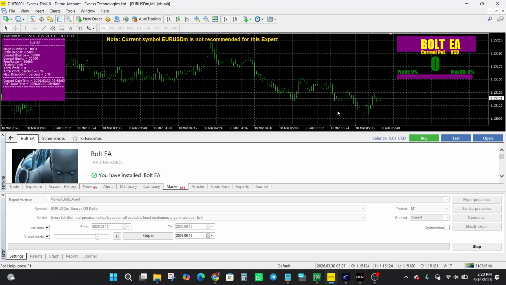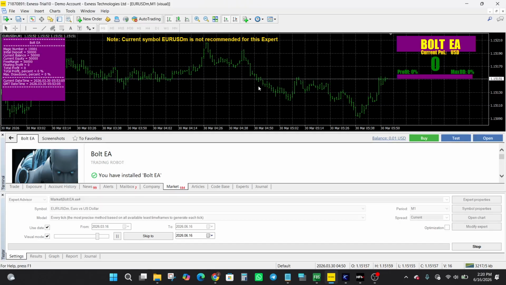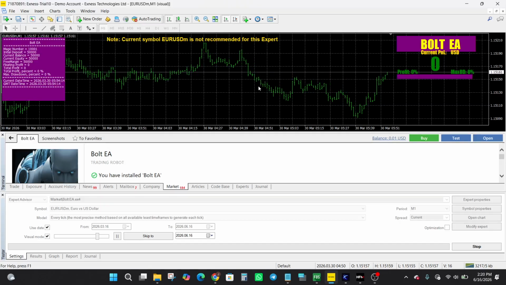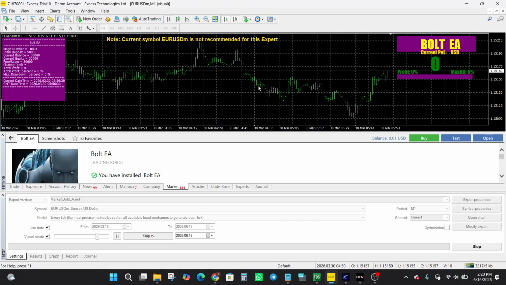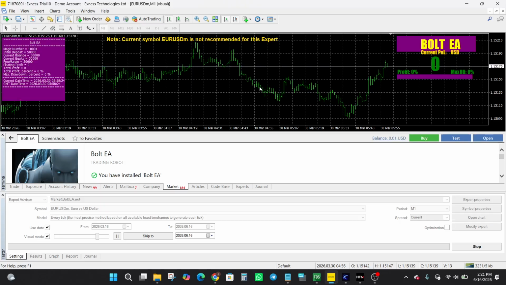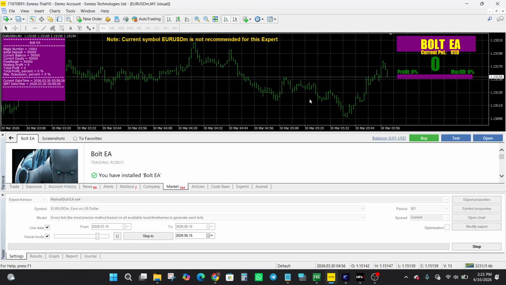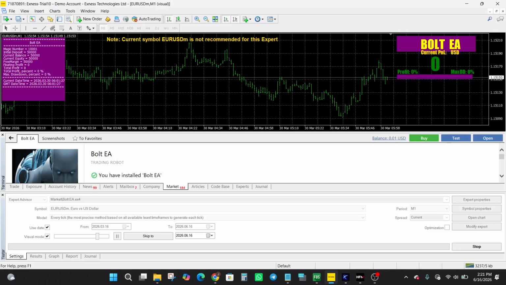Overall, Bolt EA presents itself as a momentum focused MT4 expert advisor that utilizes pending order execution and a range of configurable risk and timing controls. As always, I would recommend conducting your own testing and optimization before considering any live deployment so you can evaluate whether its behavior matches your own trading objectives and risk tolerance.